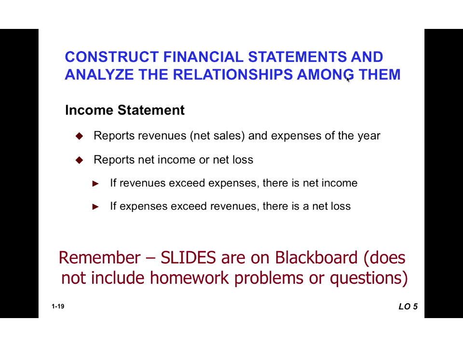Okay, so now we're going to look at those statements, and we're going to look at them in that exact order. We're going to start with the income statement, go to the statement of retained earnings, and go to the balance sheet. So the first one is the income statement. The income statement has the revenues and expenses for the year. And it's going to have a net income or a net loss.